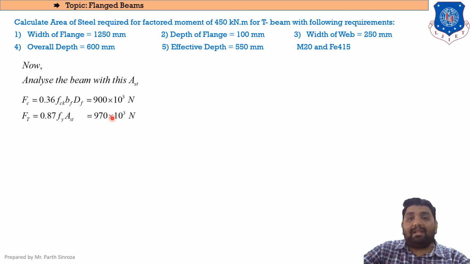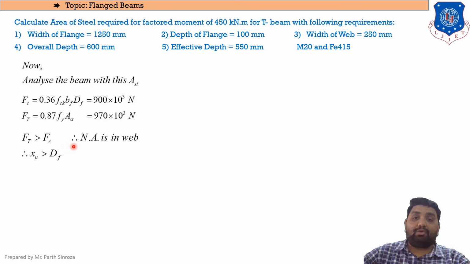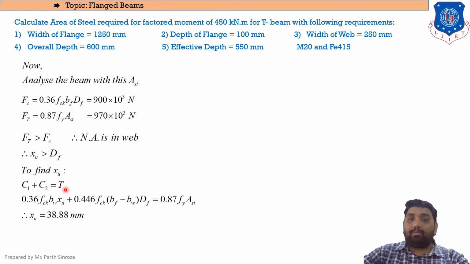So clearly it is visible that the tension force is greater than the compression force. So as tension force is greater than the compression force, the neutral axis is in web and XU should be greater than DF. So now we will be focusing on this parameter, that is whether in actual circumstances XU is greater than DF or not. DF is already given in the question to be 100. Now we will be finding the value of XU. XU can always be obtained from the equilibrium condition, that is compression forces are equal to tension forces. So solving it, C1 plus C2 equal to T.